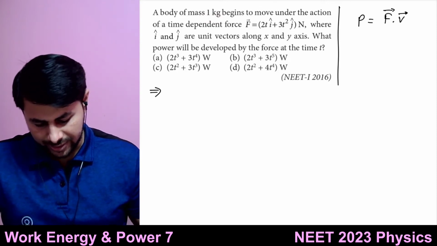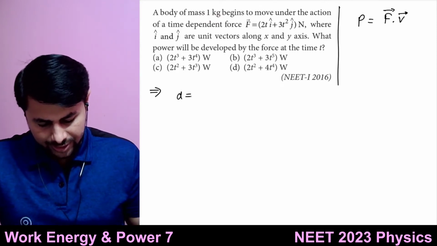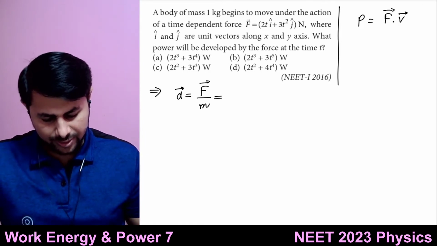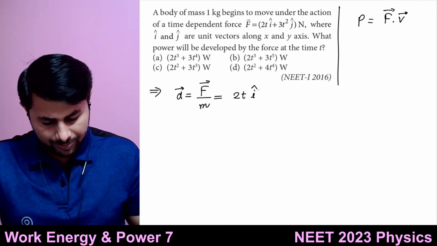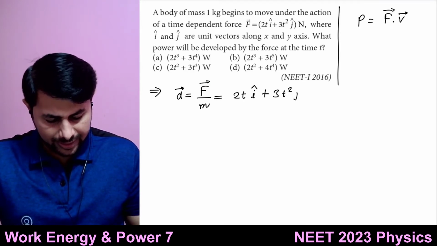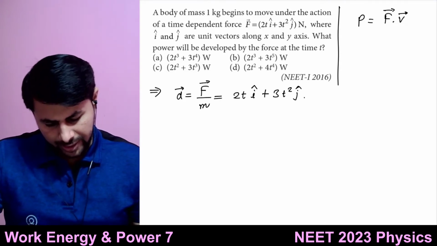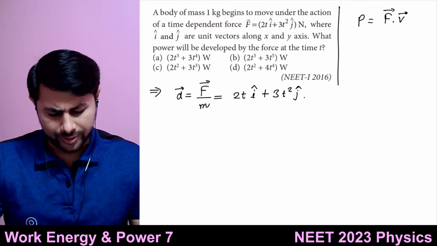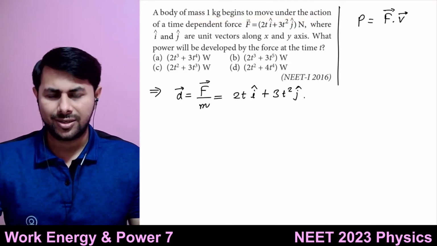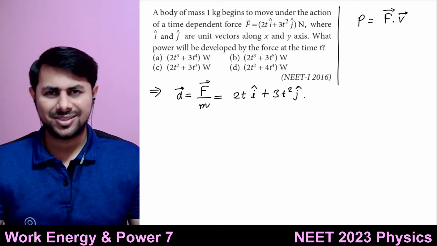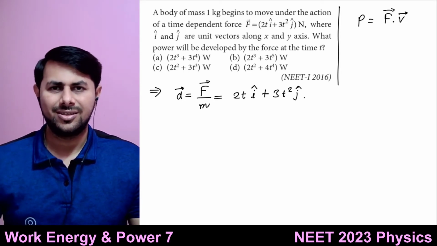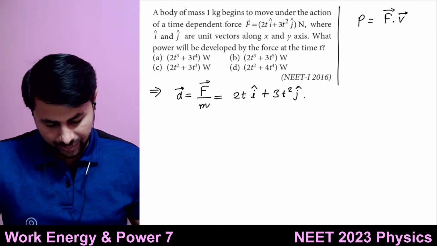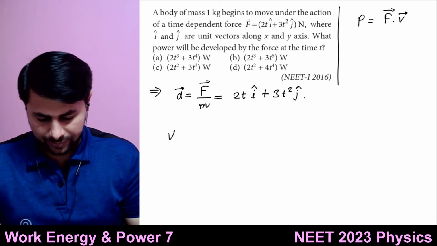Since mass is just 1 kg, acceleration, which is force upon mass, and it's a vector, will be equal to 2t times i cap plus 3t square times j cap. It begins to move under the action of this time dependent force, which means its initial velocity is 0. So what will be the final velocity?